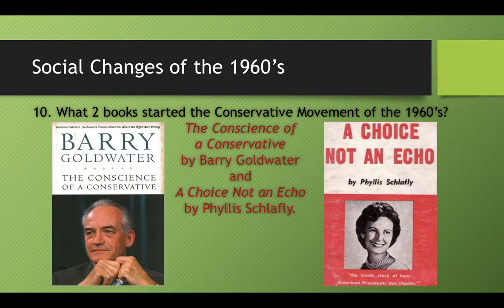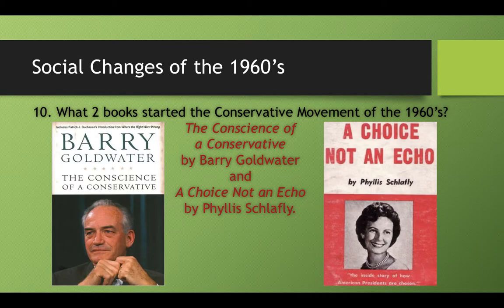Finally here, the conservative movement. Just going to tell you a couple of books that were really influential in the early 1960s. A book called The Conscience of a Conservative by Barry Goldwater outlined the values of conservatives in America, which is kind of the opposite of hippies. And then A Choice Not an Echo by Phyllis Schlafly. You know who Phyllis Schlafly is. We just talked about her a minute ago. And remember, Barry Goldwater was the Republican candidate for president in 1964, and he lost to Lyndon B. Johnson, all right? So a lot of different movements happening at this time.